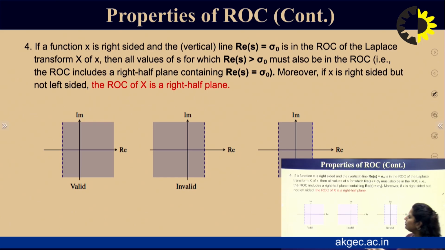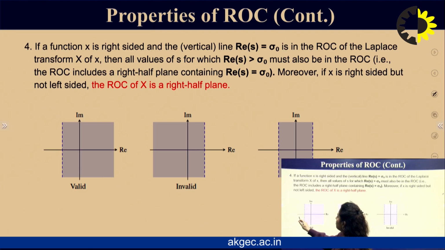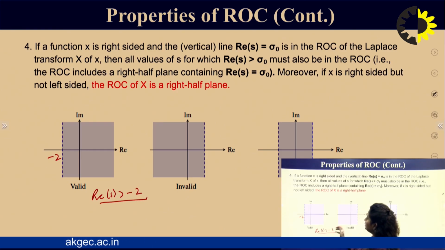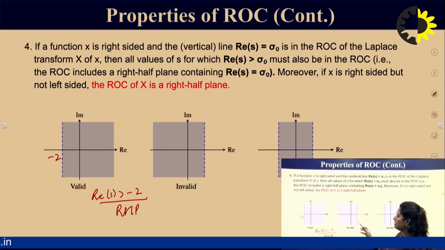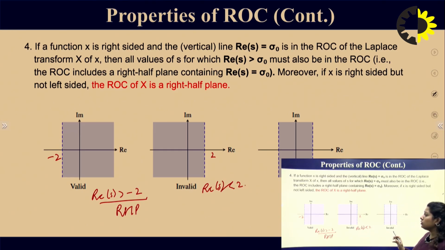So you can see this beautifully from the graphs also. In the first case, suppose there is some value minus 2. Here it is real of s greater than minus 2, which is a valid ROC and it shows the right half plane. In the second case, it is invalid because it is showing the left half plane, so here the ROC is real of s less than 2. In the third case, it is also invalid because it consists of both planes, one right sided and one left sided, so this is real of s greater than minus 2 and less than 2.